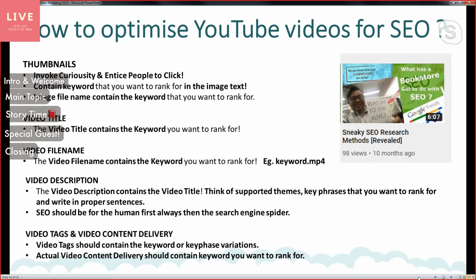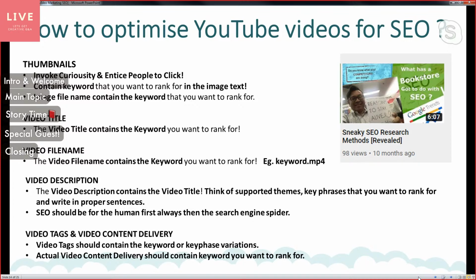So it must contain the keyword that you're trying to rank for. So basically, for this, I'm trying to do some SEO, as in research method. The image name must contain the keyword that you're trying to rank for. So before you upload this image on YouTube, you must make sure that you rename the image name to be, let's say, for example, SEO.jpg before you upload.